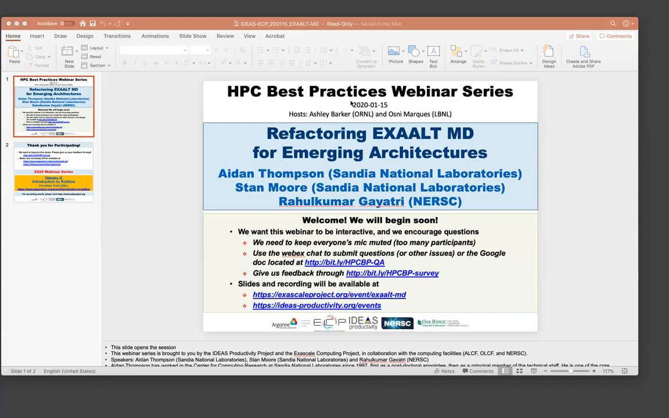Stan is also a computational scientist at Sandia, specializing in particle-based simulation methods such as molecular dynamics and direct simulation Monte Carlo. He is a software developer of the LAMMPS and SPARTA codes, and his research currently focuses on extending particle-based codes to use Sandia's Kokkos performance portability library to run efficiently on next-generation computing platforms.